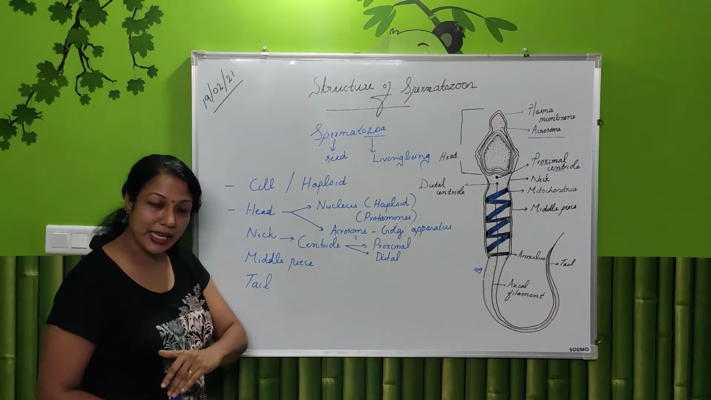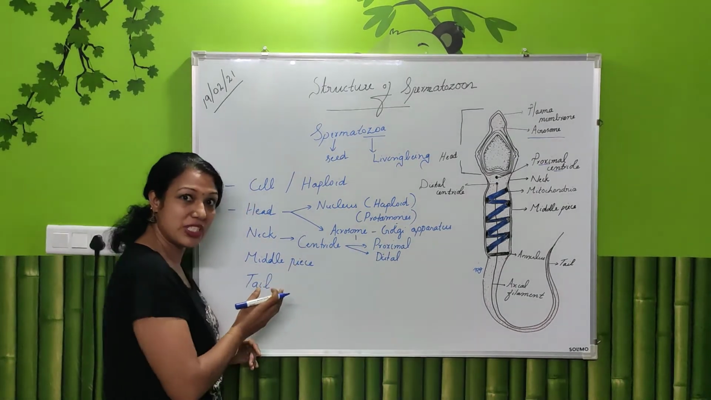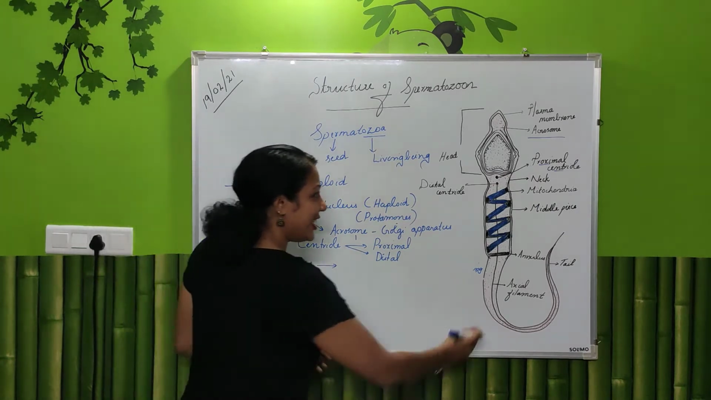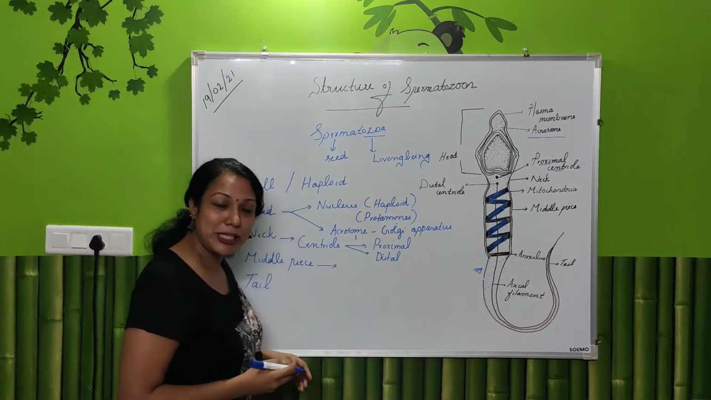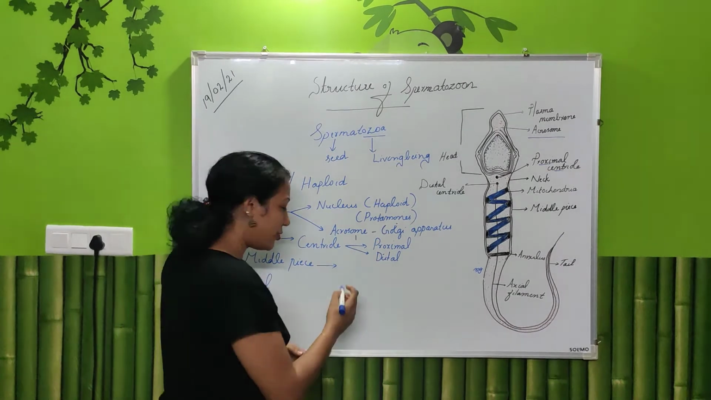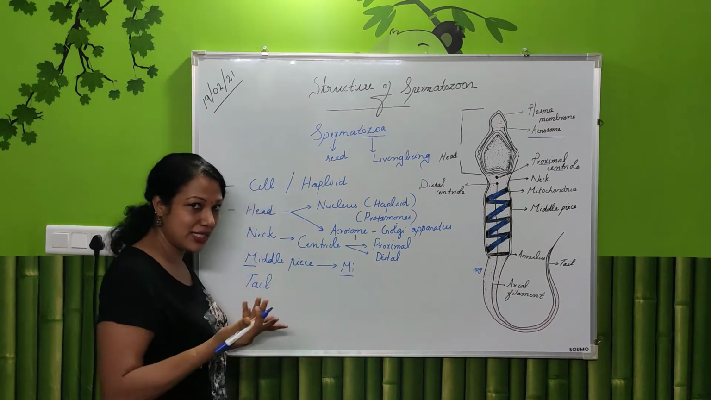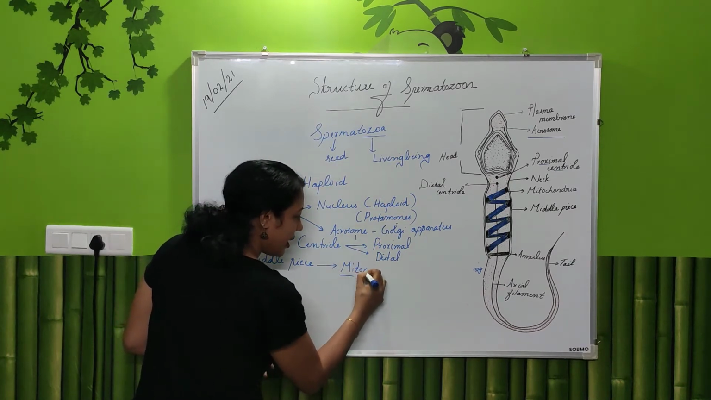So that's about the neck, right? So these are the keywords which I have written here. Now, the middle piece. It's easy, right? Can you see what is present in the middle piece? Mitochondria, right? So just connect M with N. That is easy. Okay, so here we have mitochondria.